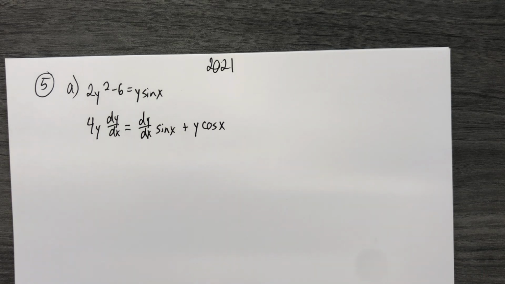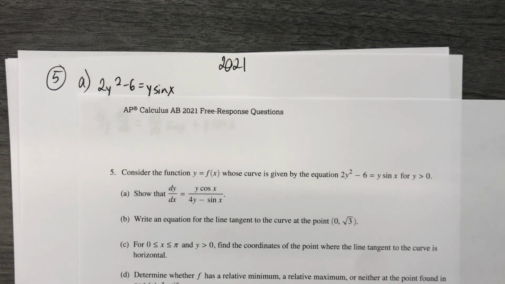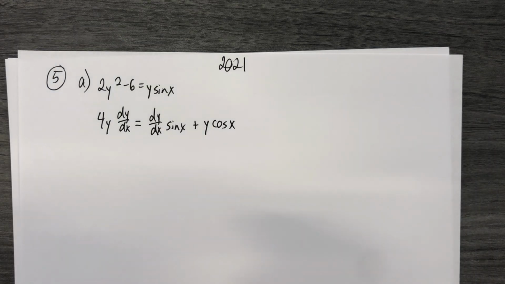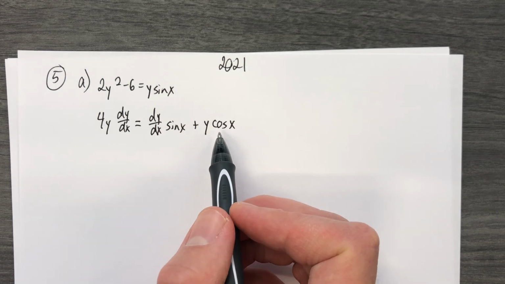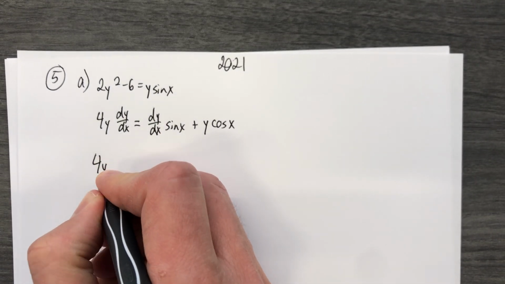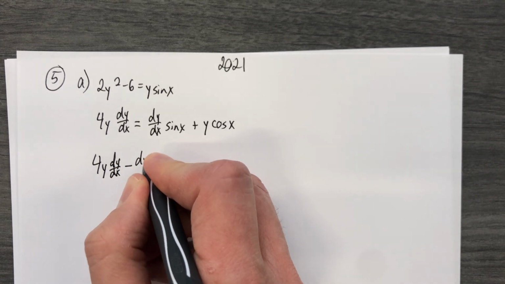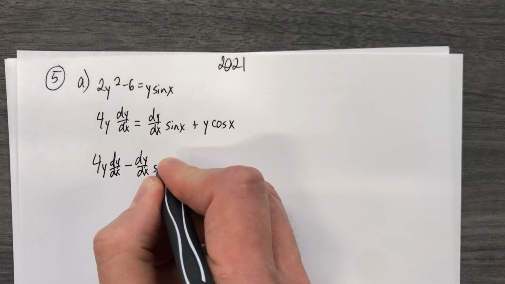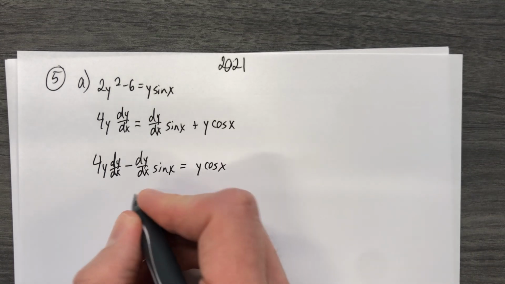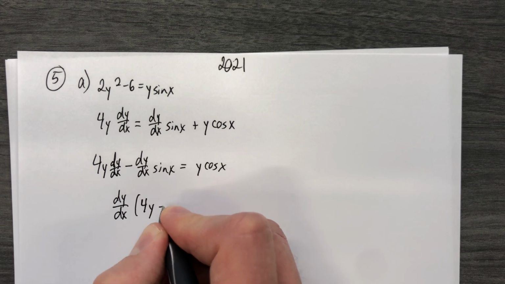And as I'm looking at what they asked us to do, I was afraid I was about to take this in the wrong direction. And it doesn't matter if you do, actually. I'm just going to go for it. Let's take this one over to this side. So 4y dy dx minus dy over dx sine x equals y cosine x. And we're going to factor out the dy dx. Skip a step or two here if you find it necessary.